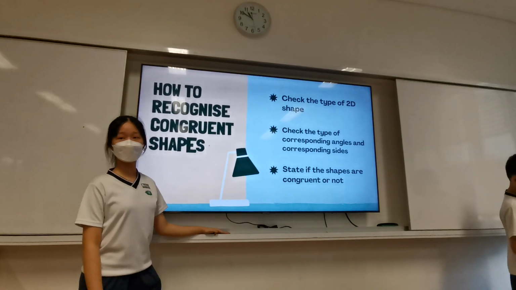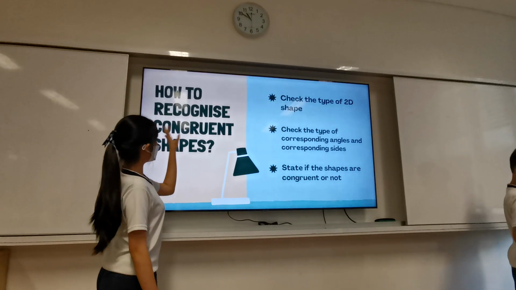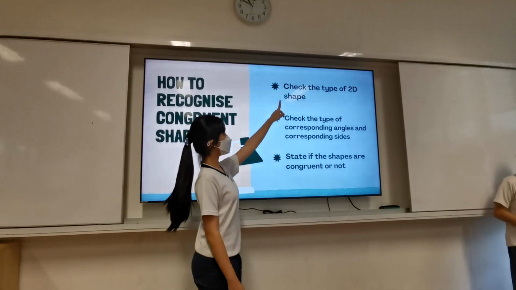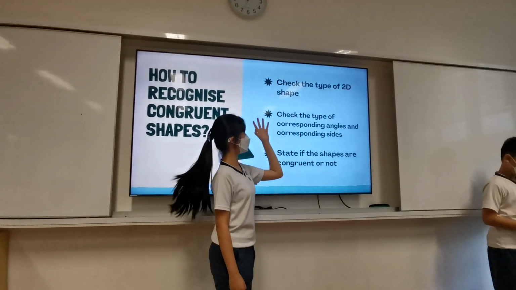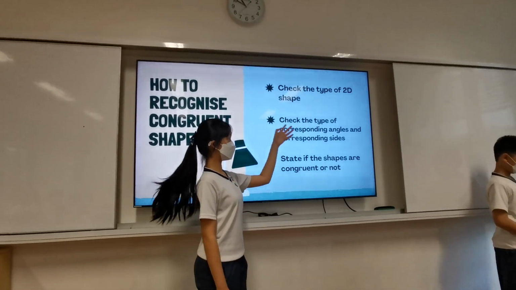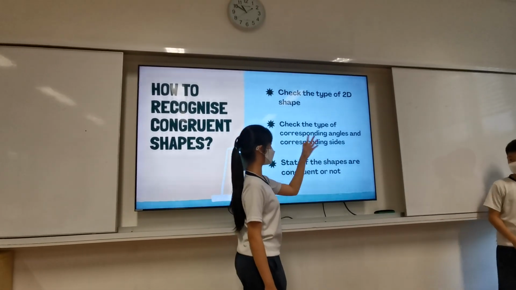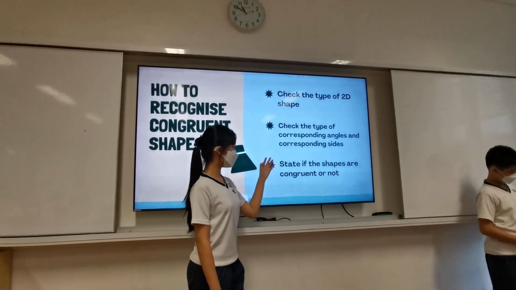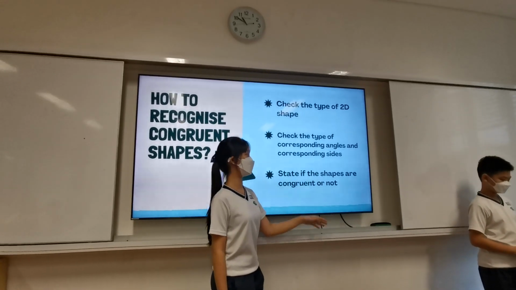How do we recognize congruent shapes? Firstly, we need to check the type of 2D shape. Secondly, we check the type of corresponding angles and corresponding sides. And lastly, we state if the shapes are congruent or not.